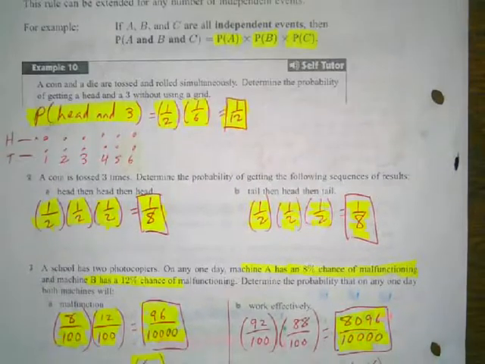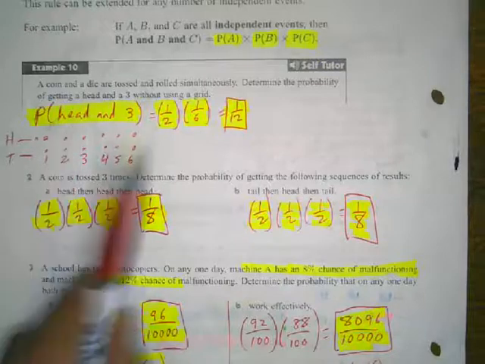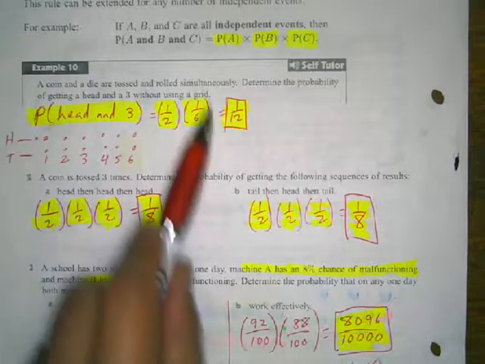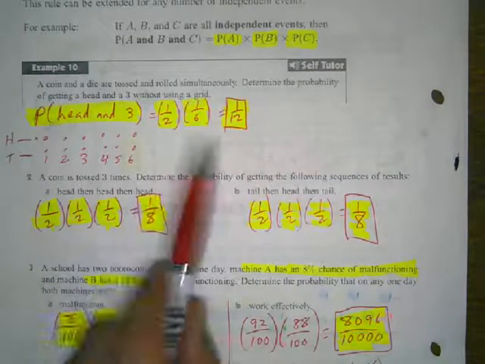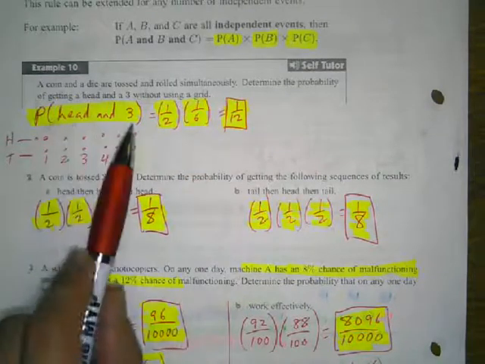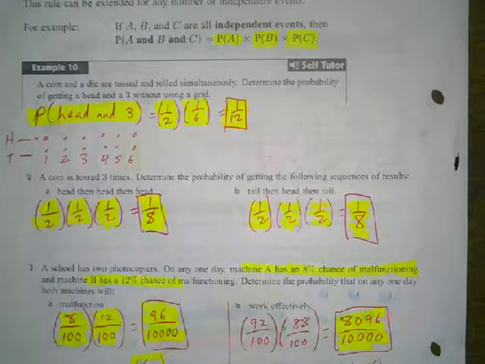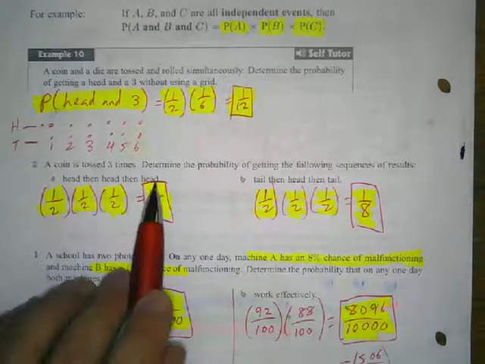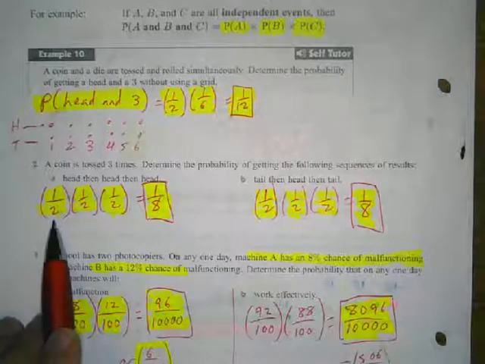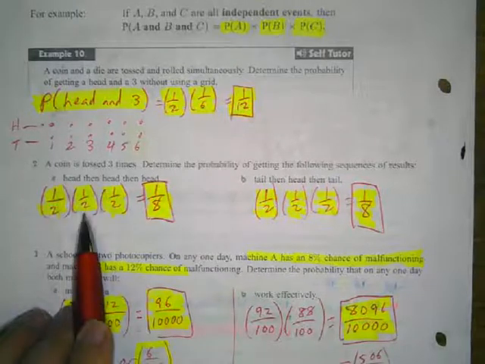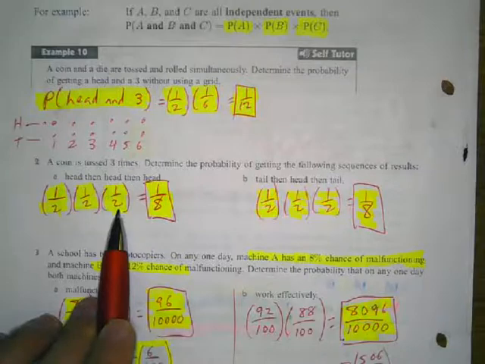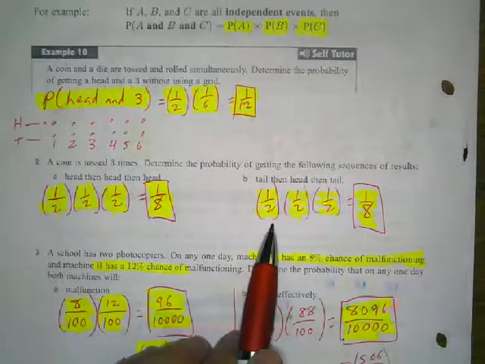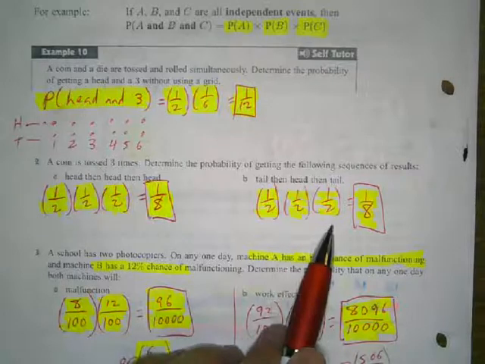So, for example, the probability of getting heads is a 50-50 chance. The probability of rolling a 3 is a 1 in 6 chance. So the probability of getting heads and rolling the number 3 is 1 in 12. Now, the probability of getting heads, then heads, then heads is 50-50 chance times 50-50 chance times 50-50 chance. Same thing with this. Tails, then heads, then tails, 50-50 chance, 50-50 chance, 50-50 chance. Okay.